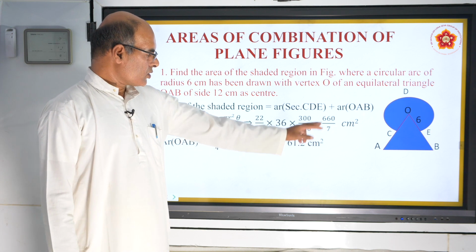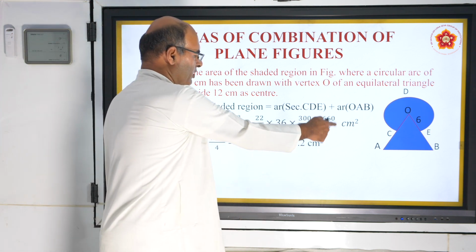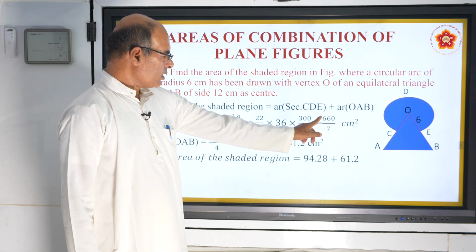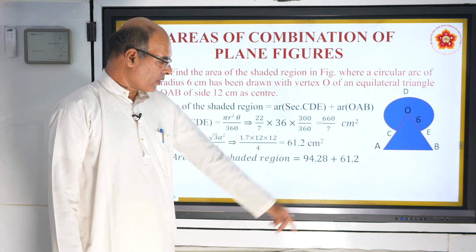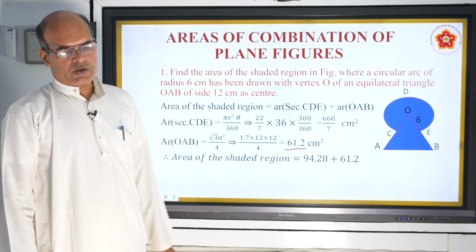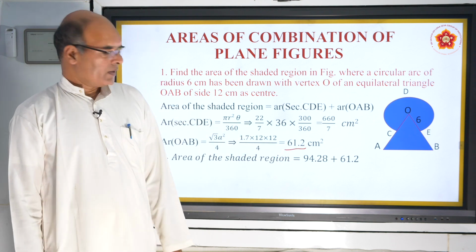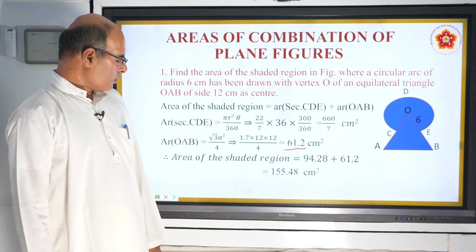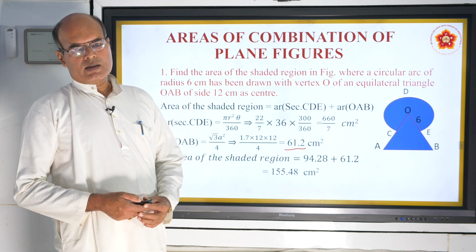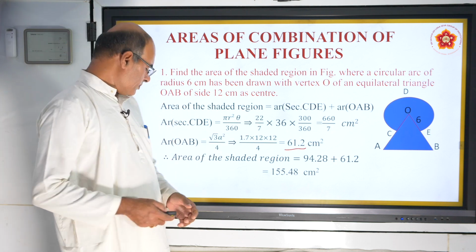So add these two, we can simplify it. So it gives 94.28. The value of 660 divided by 7 is 94.28, and then plus the area of the equilateral triangle, which is 61.2 centimeter square. So totally it gives 155.48 centimeter square. That is the area of that picture.